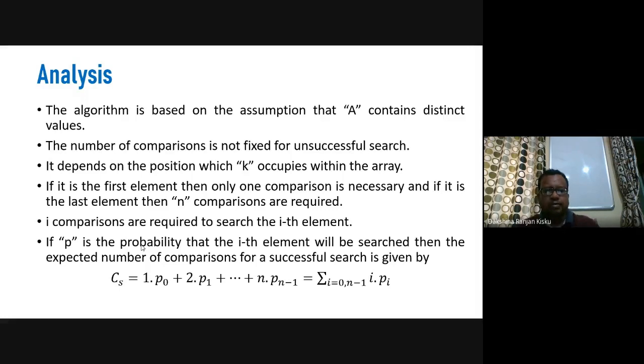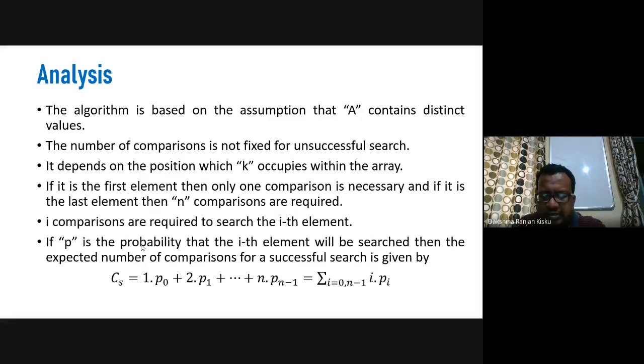Now we are considering that p_i is the probability that the ith element will be searched. Then the expected number of comparisons for successful search is given by this expression. Here P0 is the probability for searching the first element, P1 is the probability for searching the second element, and Pn minus 1 will be the probability to search the last element. So if we sum up all the products of the probability and the position, then we have the summation over i into p_i.